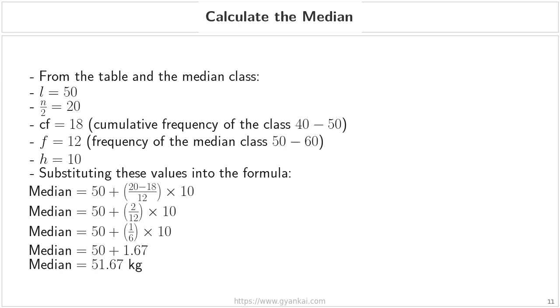Now, we multiply 1 over 6 by 10, which gives us approximately 1.67. Adding that to our lower limit of 50, we arrive at our final result. The median weight is 51.67 kilograms. In the next slide, I will highlight some common pitfalls to watch out for so you can ensure your calculations are always accurate.